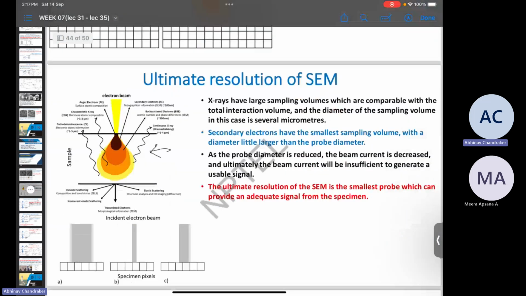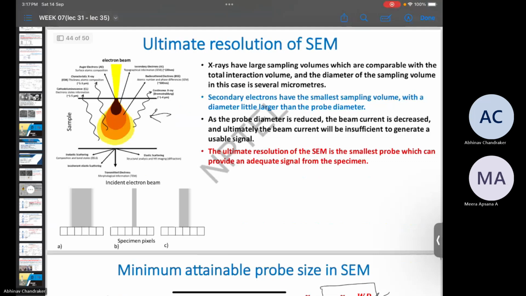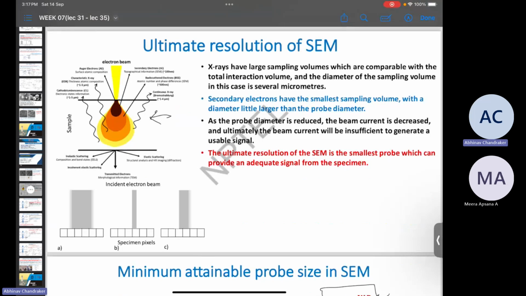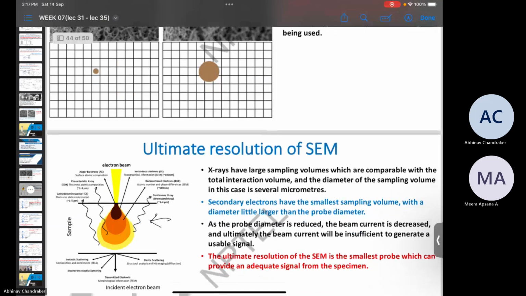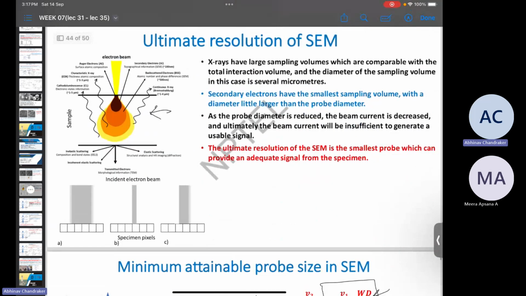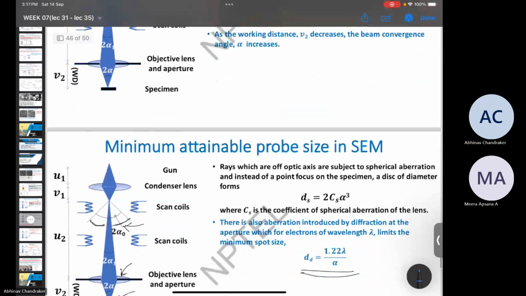Then we slightly touched upon chemical compositional analysis, and ultimate resolution. Ultimate resolution is the smallest probe size which can provide an adequate signal from the specimen. So this will also be looked at in module 8.